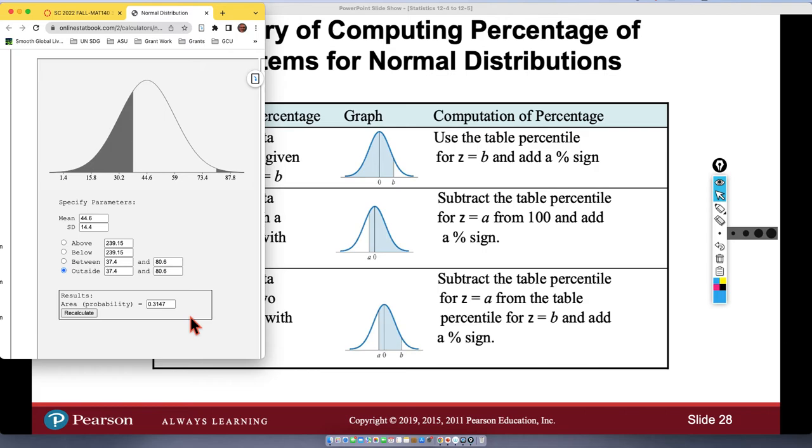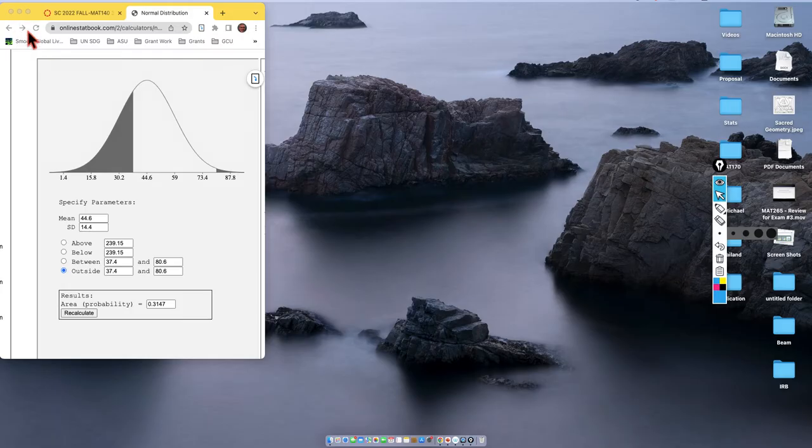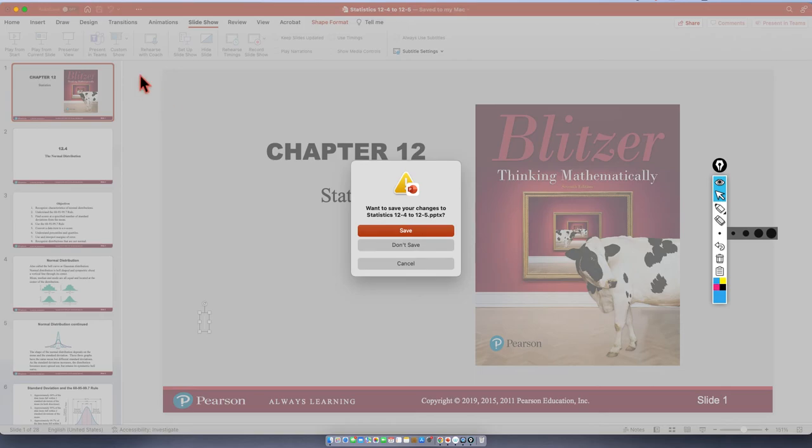And again, use the tool as we go through things. And I think this is our last slide. It is. So that means, what are we ready for now? Let's look at the homework quizzes.